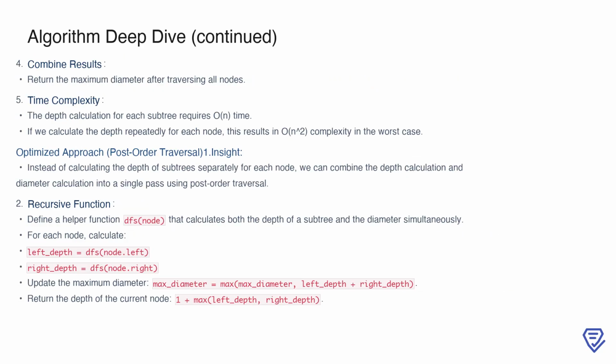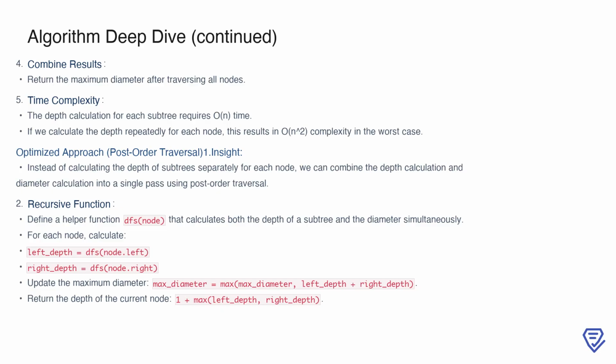This approach, while intuitive, involves recalculating depths multiple times, leading to inefficient time complexity. To improve on the brute force approach, we can use a post-order traversal to combine the depth and diameter calculations into one efficient pass. The key insight is that we don't need to calculate the left and right subtree depths repeatedly. We can compute them once while traversing the tree.